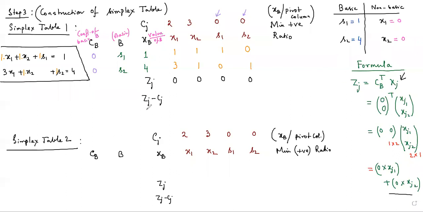And Zj minus Cj is quite simple. That means we are going to subtract each Cj from its corresponding Zj. So look at the first column. Zj is 0, Cj is 2. The value will be minus 2. In the second column, Zj is 0, Cj is 3. Value will be minus 3. In the third column, Zj is 0, Cj is 0. Value is 0. In the fourth column, Zj is 0, Cj is 0. Value is 0. And my construction is complete. My table is complete. Have you understood?